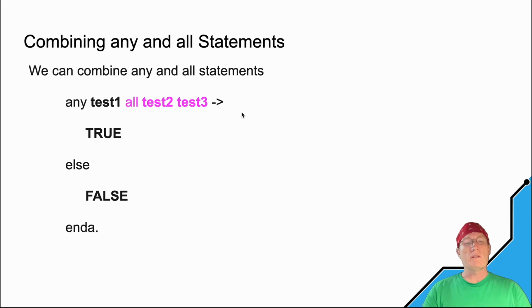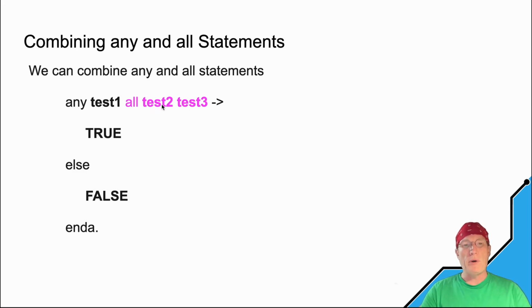Okay, so lastly, what we're going to do is look at combining any and all statements into the same expression, which is what this line is. So what we're doing here is we're saying if any test 1 or all of tests 2 and 3 are true, then we'll run the true action. Now I've put the all statements in purple because these effectively represent one test, even though they're 2 tests, but their combined result is what we'll actually use.